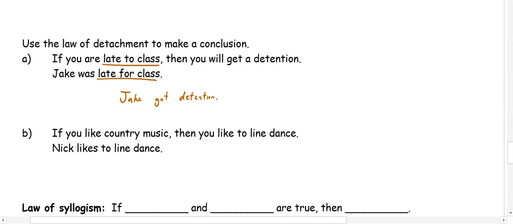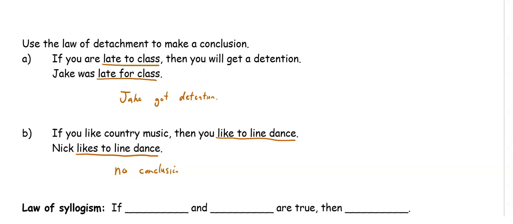In B, if you like country music, then you like to line dance. Nick likes to line dance. The problem here is that likes to line dance is the conclusion of the statement. So if we already have a conclusion, we can't make another conclusion. So this would just be a no conclusion. We don't know why Nick likes to line dance. Maybe he likes country music, but maybe it was a family tradition, or maybe that's where he met his girlfriend. We don't know what his motive is to liking line dancing.